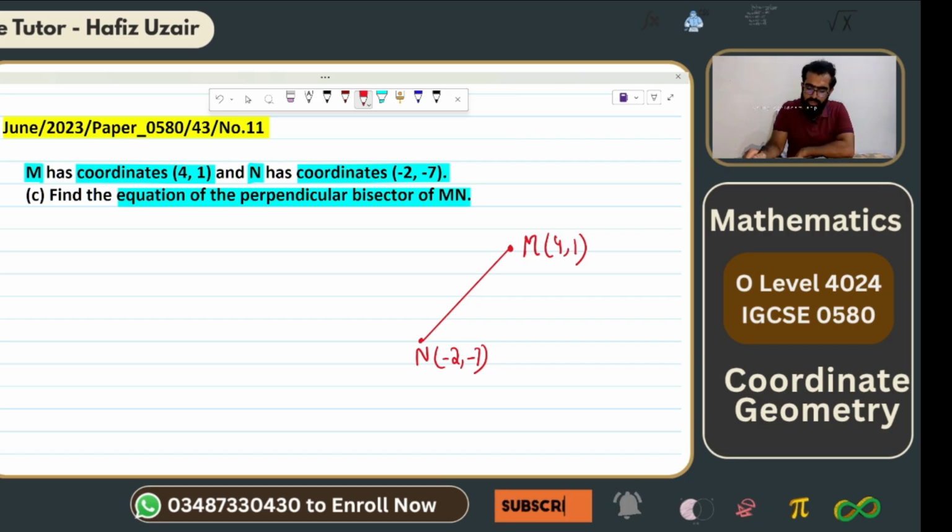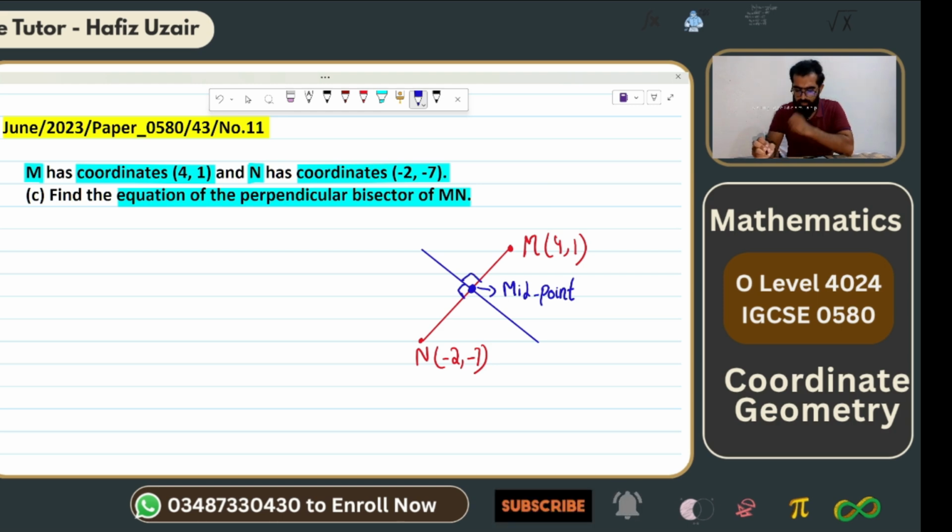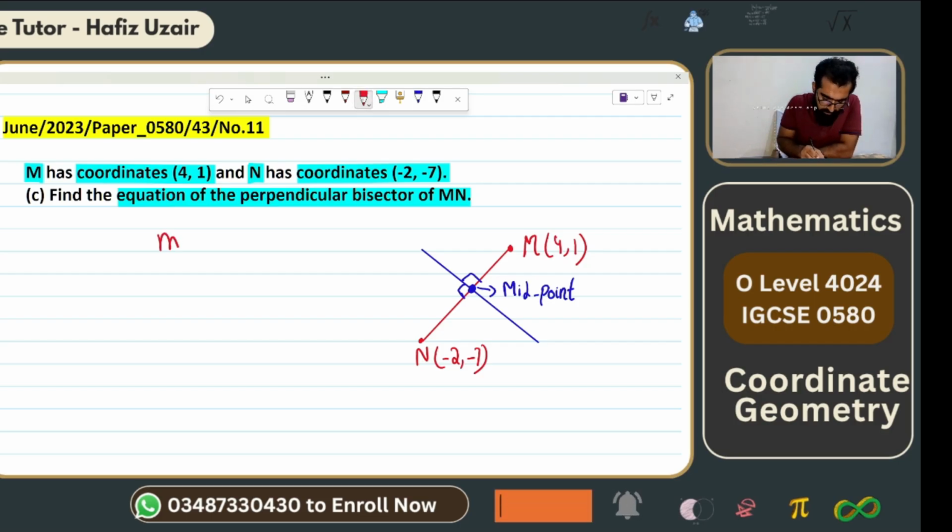Now, we need to find the equation of the perpendicular bisector. So here is the perpendicular bisector. This passes through the midpoint. Also, this is perpendicular. This makes a 90-degree angle with this line. Let's find the gradient of MN. So the formula for gradient is m equals y2 minus y1 over x2 minus x1.